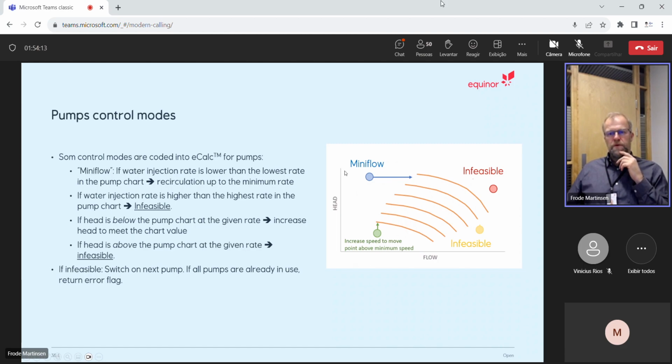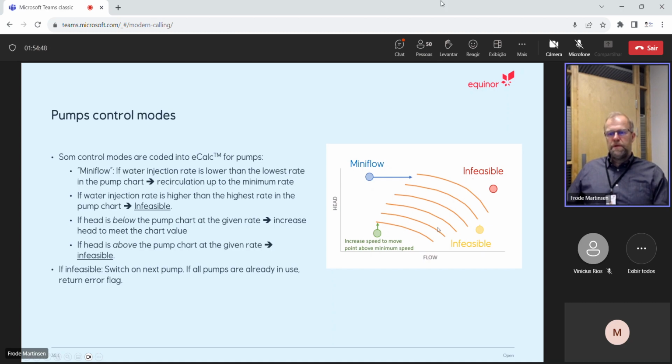Now I'm hinting at what's happening in an ESP pump. Down in a well, you're not doing recirculation. If you're asking for a water rate higher than the maximum of the curve here, well, eCalc knows from our talks with the offshore people, this is not allowed. So we return infeasible. The invalid flag is zero here. Then, if you have put it in the system, you can try to switch on the next pump.